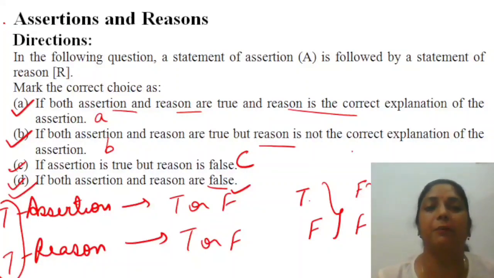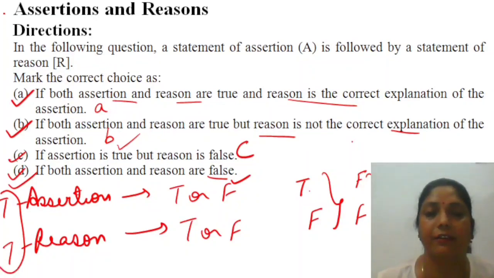So, in each assertion-reason question, four options are given: A, B, C and D. If assertion is true and reason is false, it is C. If both are false, it is D. And if both are true, then it is A or B. If the reason is the correct explanation of the assertion, you get A, and if it is not, you get B. In this way, you solve assertion and reason type questions. Now, let us try to solve question number 1.